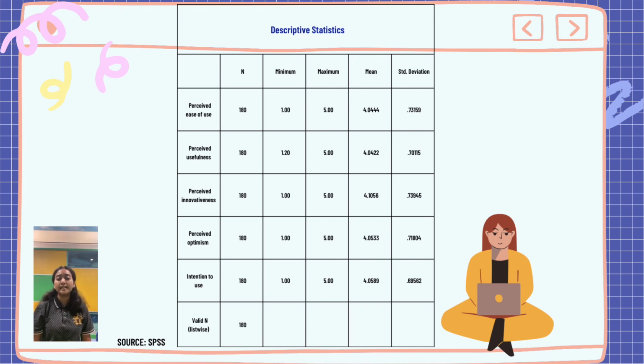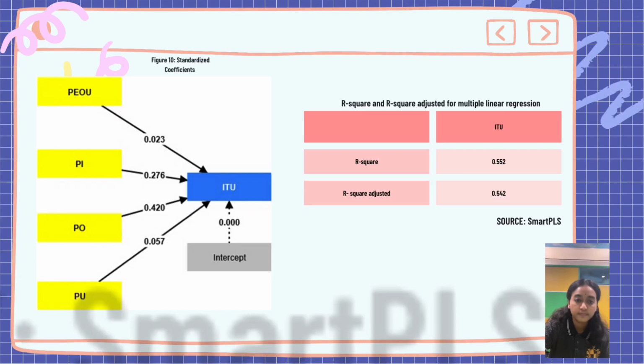When looking at the standard deviation, perceived innovativeness comes out on top as having the highest value, which is 0.739. The second is perceived ease of use, which received a score of 0.732. In addition, the score of perceived optimism was 0.718. The score for perceived usefulness was 0.701, and the score for intention to use was 0.696.